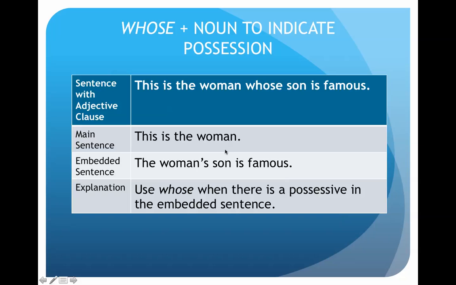So this is the woman. The woman's son is famous. This is what we call a possessive. The woman's son, her son, okay? And I'm embedding this sentence with a possessive into this sentence, and that makes a sentence with whose beginning the adjective clause.